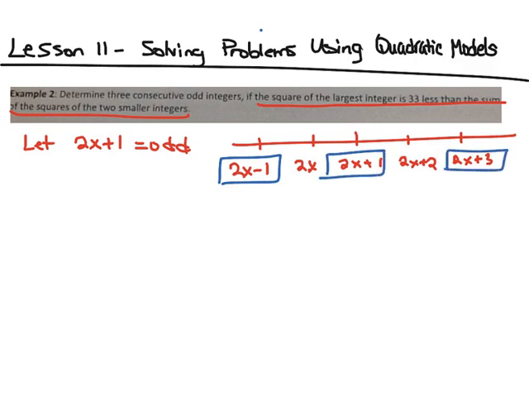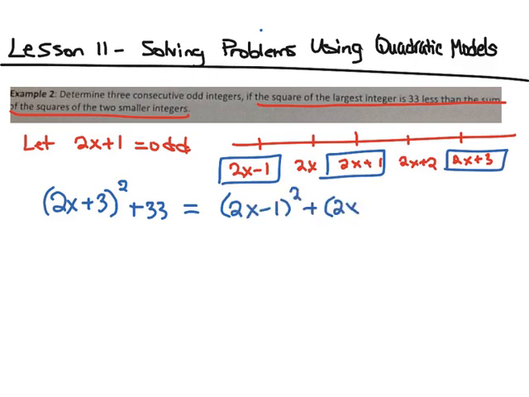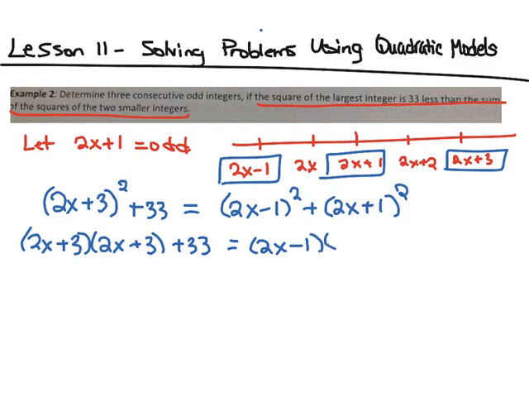So we want to have the square of the biggest, so 2x plus 3, is 33 less than the other two squared. So we're going to have to add 33 to it to make it as big as the other smaller numbers squared. So we're going to want to use the quadratic formula, so we're going to simplify. So 2x plus 3 times 2x plus 3 plus 33 is equal to 2x minus 1 times 2x minus 1 plus 2x plus 1 times 2x plus 1.